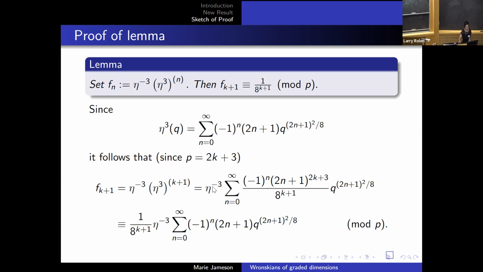I have this eta to the minus 3 from before, and I've just applied Fermat's little theorem. And it looks now like this Q series that remains is really just eta cubed. So I have this constant times eta to the minus 3 times eta cubed, which simplifies to 1 over 8 to the k plus 1 mod p. And that's the proof of the lemma.